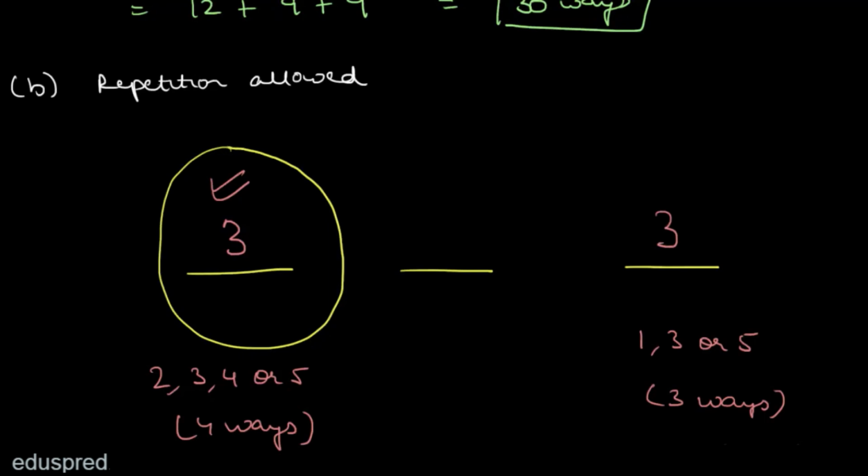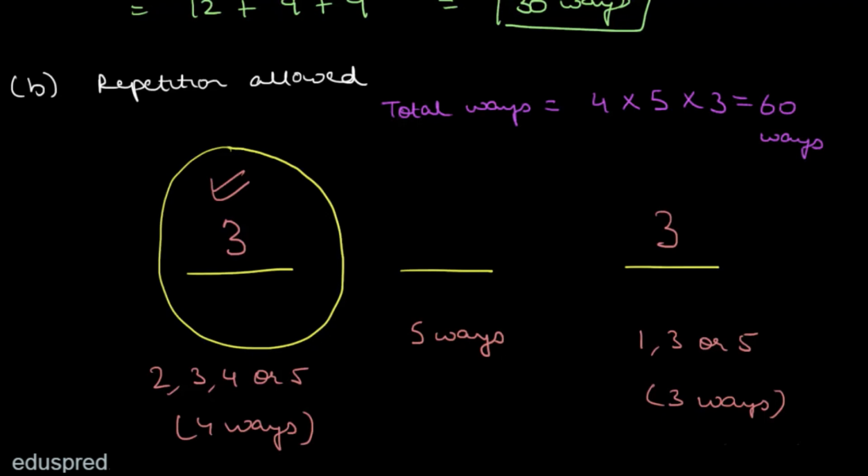So given this scenario, in how many ways can we fill the second slot? Well, because the repetition is allowed, it means we can fill the second slot in 5 ways. It can take any of the 5 digits. So that means the total number of ways is equal to 4 multiplied by 5 multiplied by 3, and this is equal to 60. So that means when repetition is allowed, we can form 60 three-digit odd numbers greater than 200 using the digits 1, 2, 3, 4 and 5. So this is all for this question.